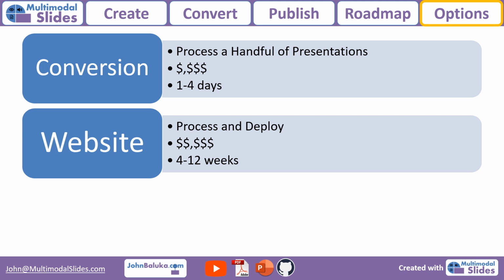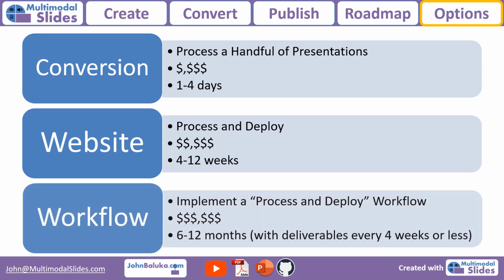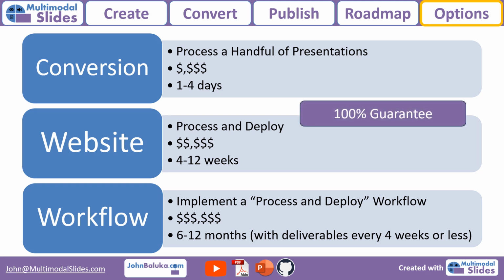The price for processing and deploying to your website is usually within 5 figures and usually spans between 4 and 12 weeks. Third, if you expect you'll need to update your website often, then you will need some workflow automation to process and deploy to your website on a regular basis. The price for a workflow implementation is usually within 6 figures, and the duration is usually between 6 and 12 months. For everything I do, I provide a 100% guarantee for my work.